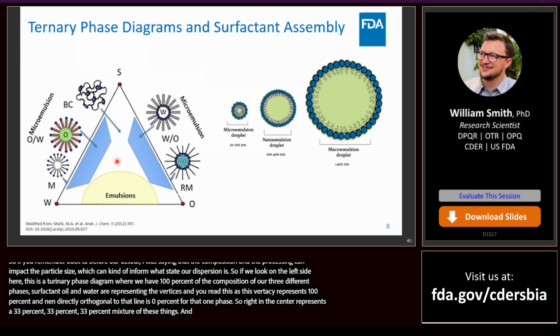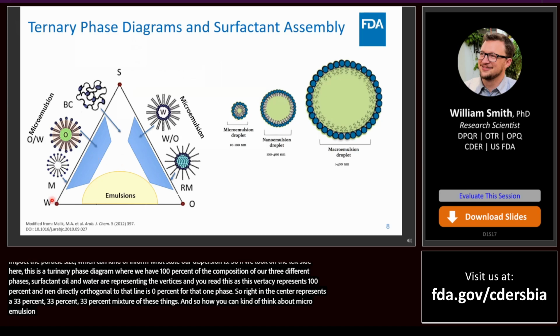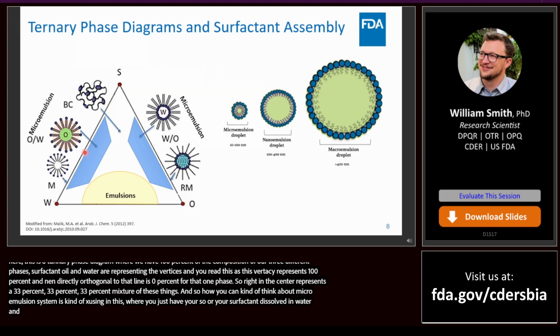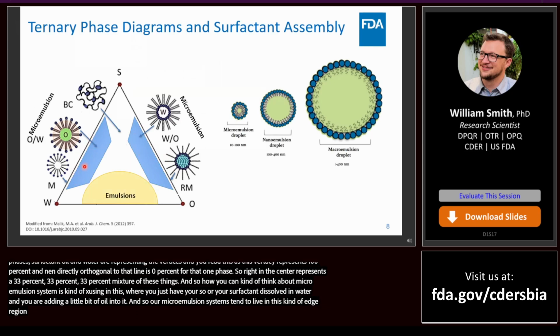And so how you can kind of think about microemulsion system is kind of existing in this where you just have your soap or your surfactant dissolved in water, and you are adding a little bit of oil into it. And so our microemulsion systems tend to live in this kind of edge region. Whereas our emulsion systems tend to be in kind of a lower surfactant regime with kind of a higher oil content.